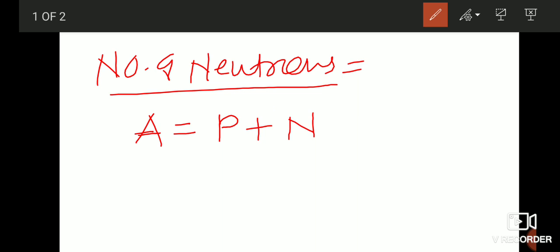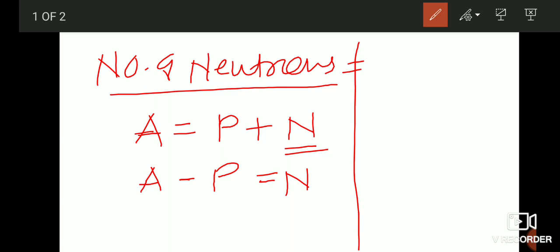Okay, so mass number A is the number of protons plus the number of neutrons. Now I want to find out N. How to find it? A minus P. So what is P? Again, very important. This theory is very useful to understand. P is the number of protons.